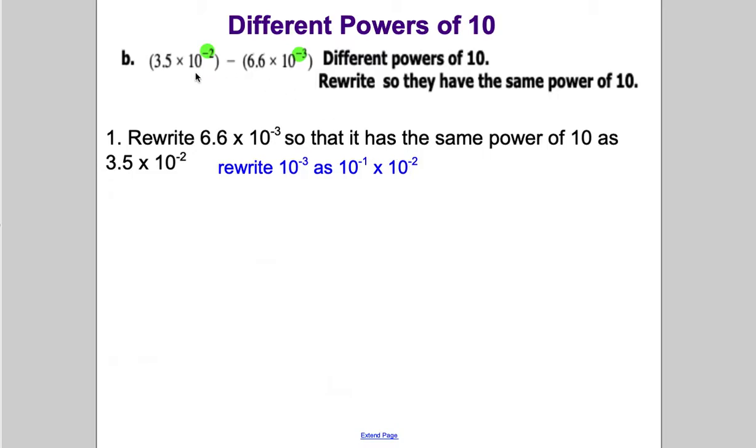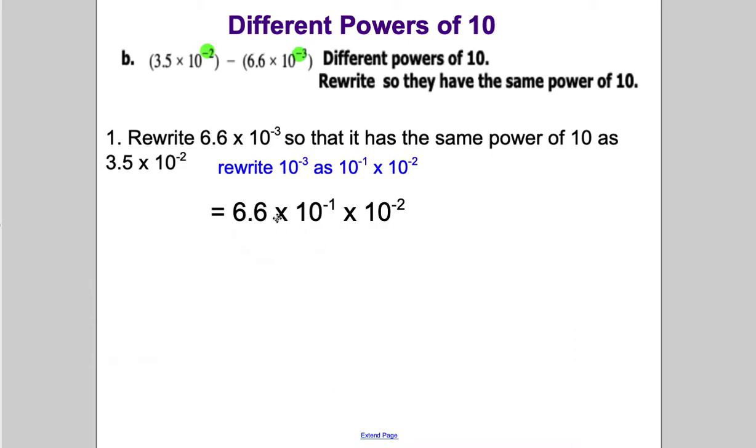So once I have rewritten this, I can now change my 6.6 times 10 to the negative 1 and then times 10 to the negative 2. That will give me this negative 2, and this is how you would change the problem. So I'm rewriting 6.6 so that it has two powers of 10, one of them being the same as or matching the other factor, or the other part of the subtraction problem.